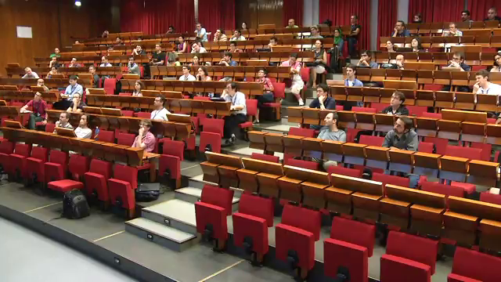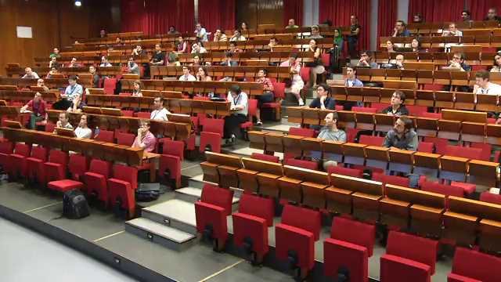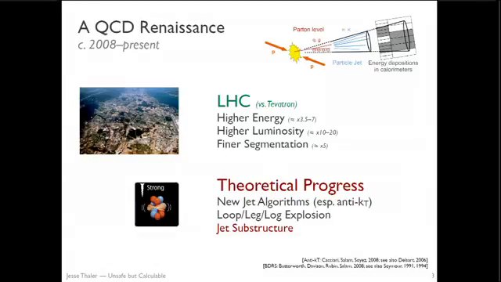On the theoretical side, there's been a number of progress, the most important of which has been the development of new jet algorithms. And 2008 is a special year because that's when the anti-KT jet algorithm came out. And anyone who's looked at LHC data knows that almost every jet at the LHC is an anti-KT jet. And it was the first time in four decades that you got theorists and experimentalists to agree on what an appropriate definition is, and that came through this anti-KT algorithm.